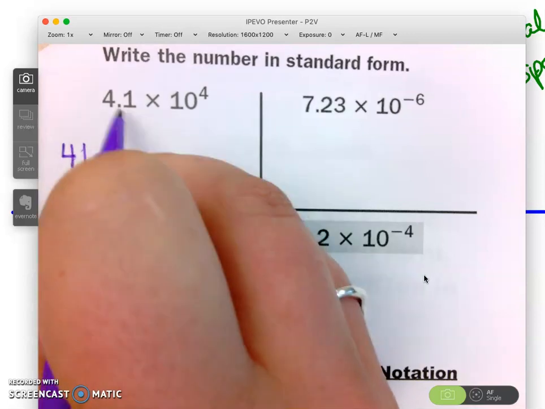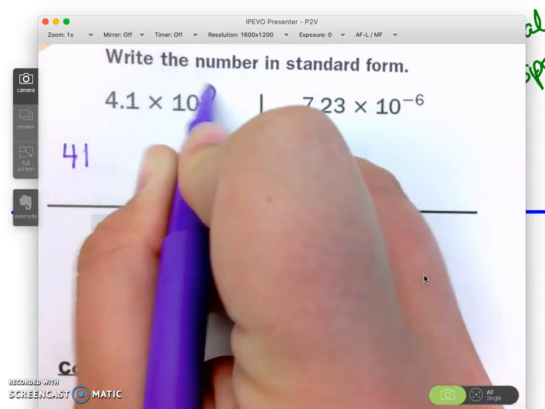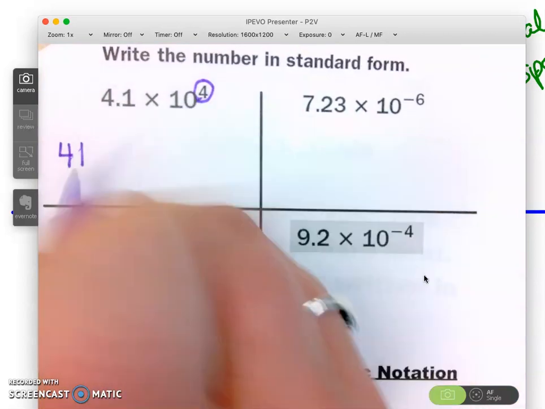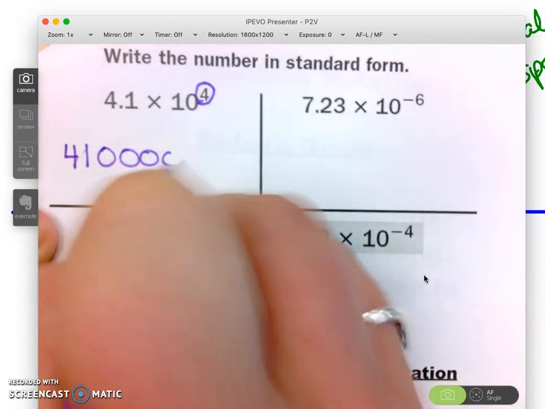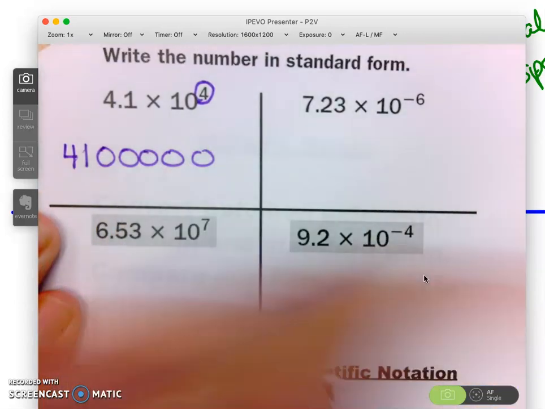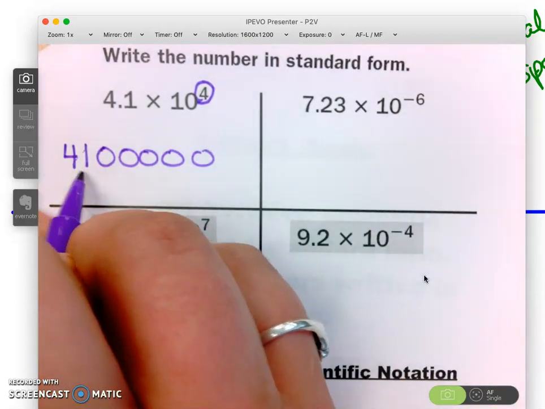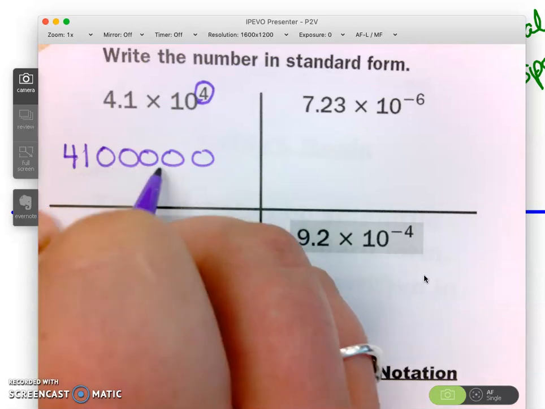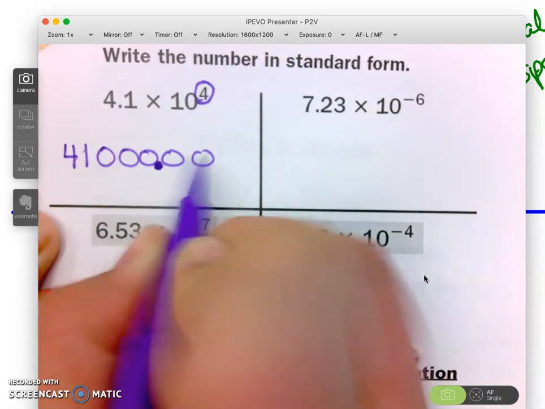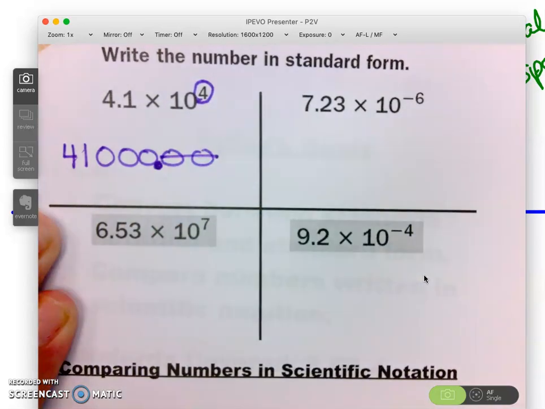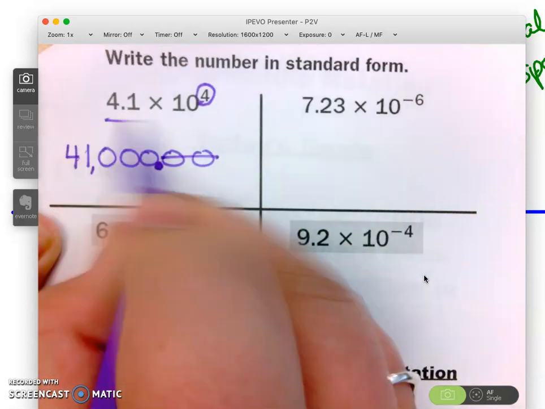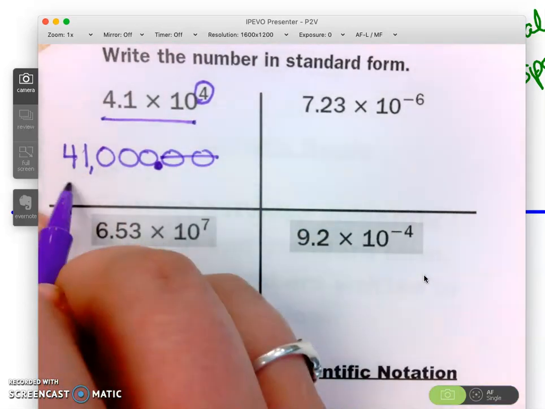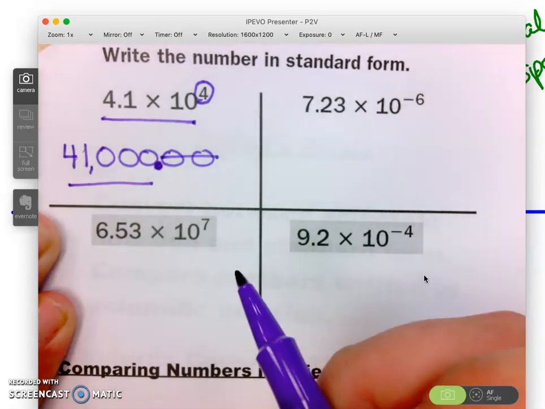So we have 4.1, and that decimal is going to move 4 places. If it's positive, it's going to move to the right. So it was right here. Sometimes I like to just add a bunch of zeros if I get confused, and I know it was right here, so I need to go 1, 2, 3, 4. So it would go right here. And then if I had a pencil, I could erase these two here. I can also leave them. That's not a big deal. But this would be 41,000. This number in scientific notation is 41,000 in standard form.